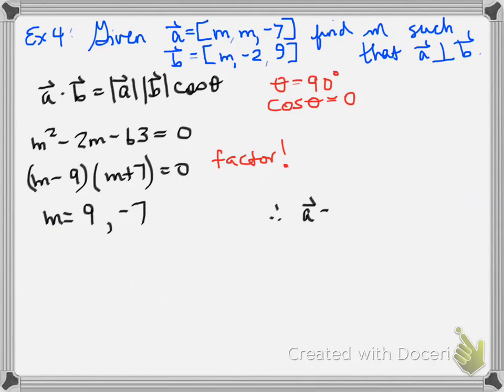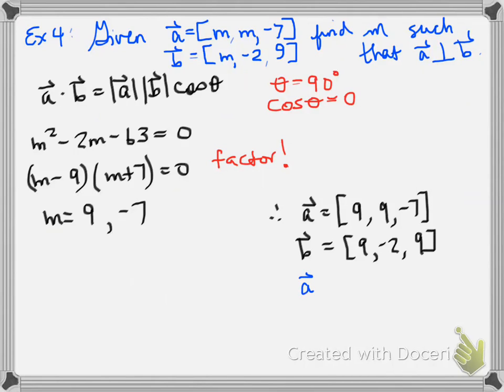So the values of m, it's more than one value. You have vector A components 9, negative 7, and vector B components 9, negative 2, 9. Or, if you're substituting the negative 7, you get vector A is negative 7, negative 7, and vector B is equal to negative 7, negative 2, and 9.